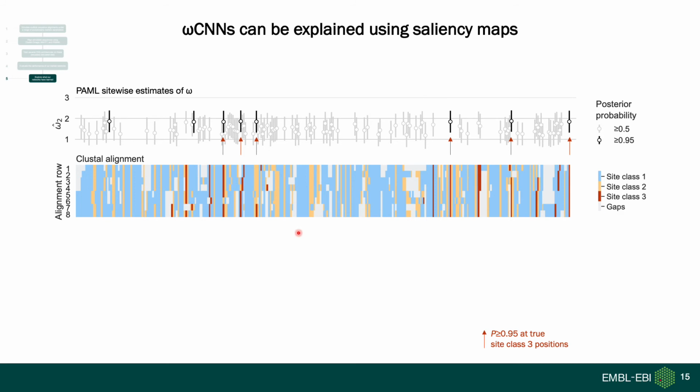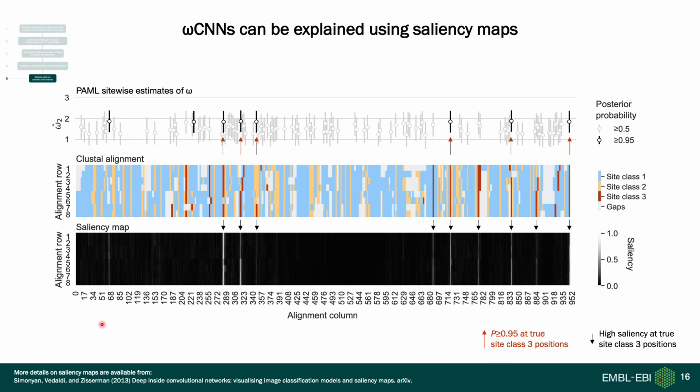And so evaluating this cluster alignment using likelihood tests in PAML gives us these site-wise omega-2 estimates, where omega-2 corresponds to the omega at site class 3. And we would expect to observe high values of omega to be identified at true site class 3 columns. And the posterior probability that the site evolved under positive selection is also given by PAML. And so here what we can see is that several of the site class 3 columns shown here at these red arrows are indeed captured with a significant posterior probability.